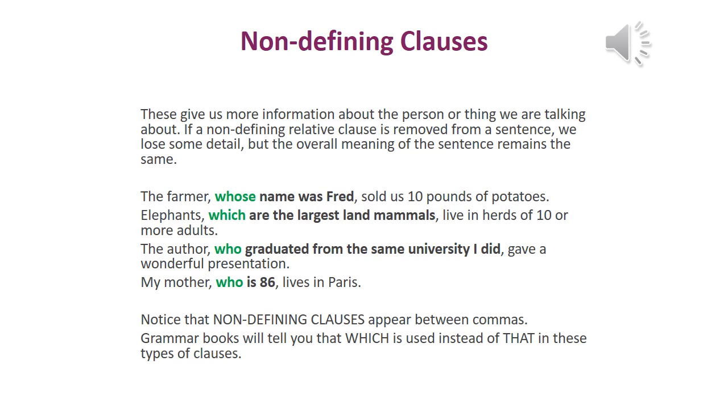Non-defining clauses. These give us more information about the person or thing we are talking about. If a non-defining relative clause is removed from a sentence, we lose some detail, but the overall meaning of the sentence remains the same. For example, the farmer, whose name was Fred, sold us 10 pounds of potatoes. So you can see that if you say, the farmer sold us 10 pounds of potatoes, you still have the main idea of the sentence. Not much information is lost.